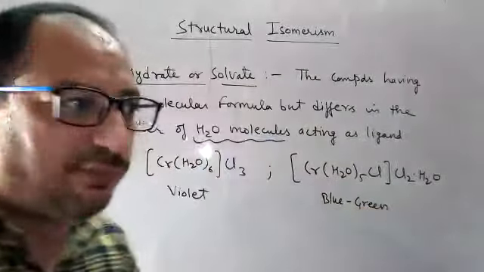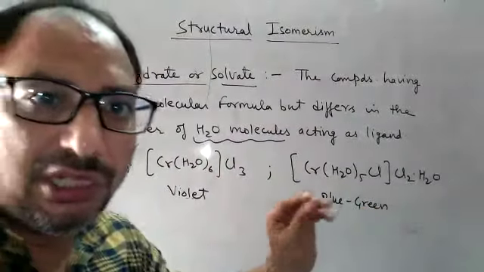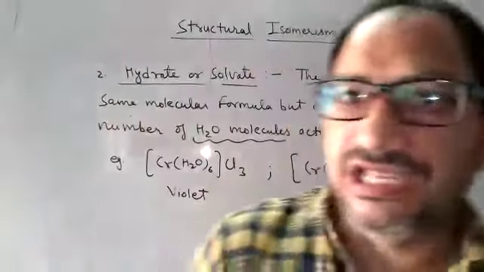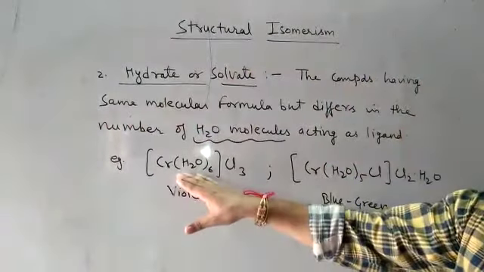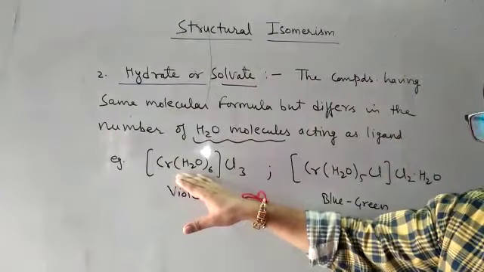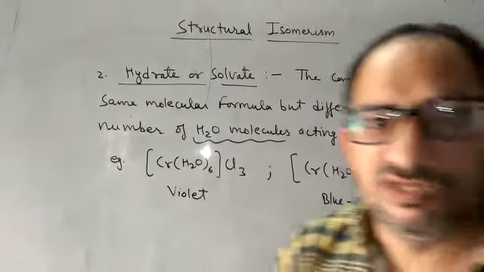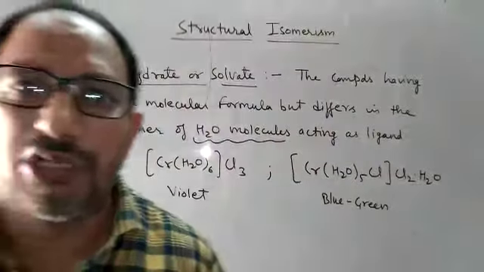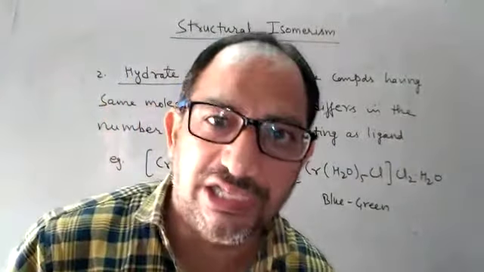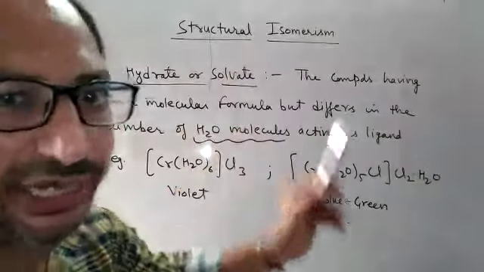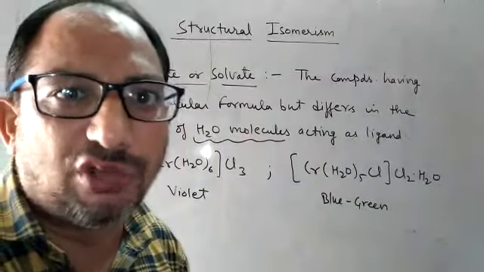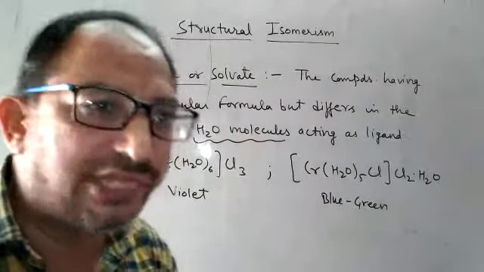Now what is the difference in these two compounds? The number of water molecules acting as ligands is different. Here the number of water molecules acting as ligands is 6, and here it is only 5. So they differ in the number of water molecules acting as ligands. Such compounds are called solvate or hydrate isomers, and the phenomenon is called solvate or hydrate isomerism.